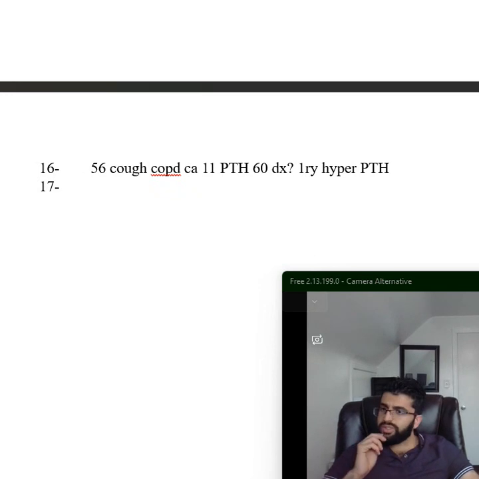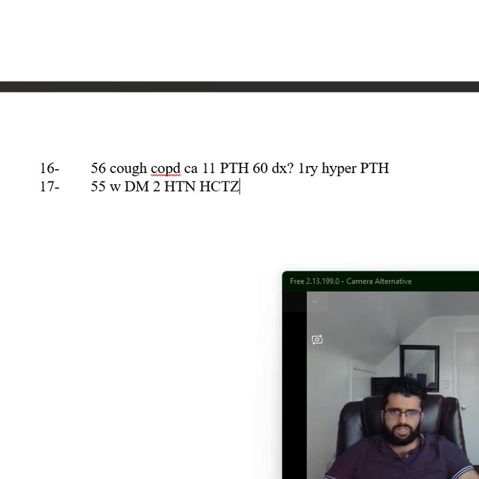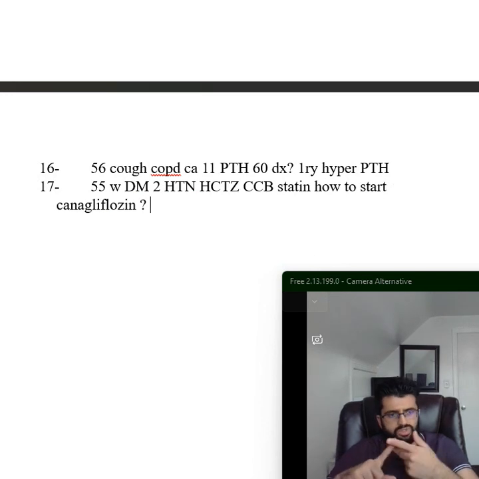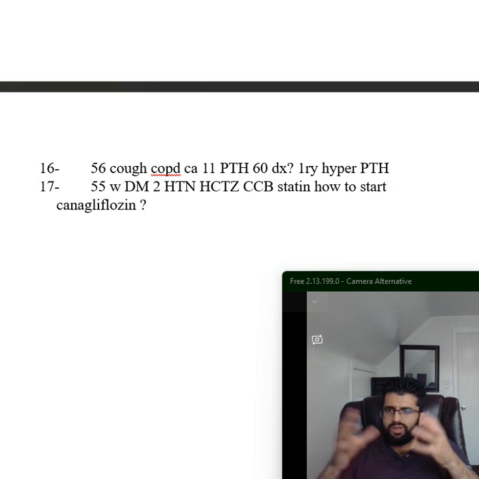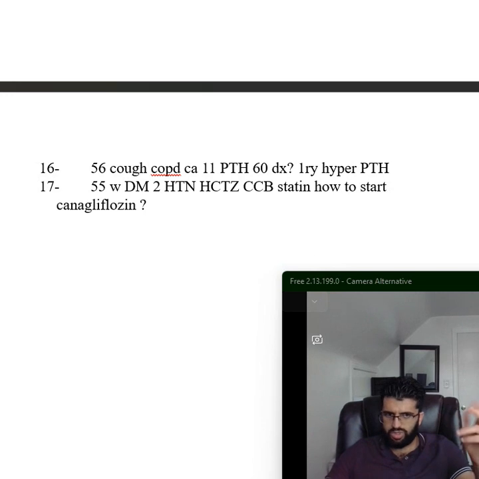Now this case is interesting. You see a 55-year-old woman who has type 2 diabetes and has hypertension. So she's on hydrochlorothiazide, metformin, sitagliptin, amlodipine, calcium channel blocker, all the good stuff, statin. And then they ask what to do. How to start canagliflozin. Why? Because this patient is hypertensive, has heart failure, diabetic, they benefit from an SGLT2 inhibitor. You hit two birds with one stone. You treat diabetes, treat blood pressure and heart issues, has mortality benefit.